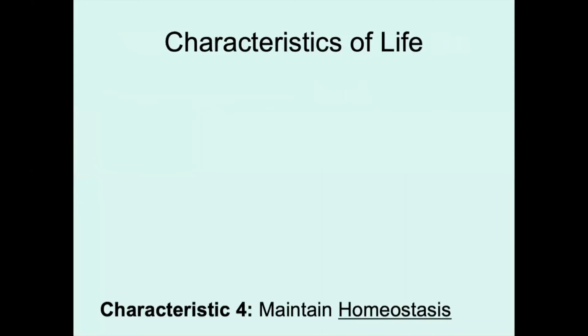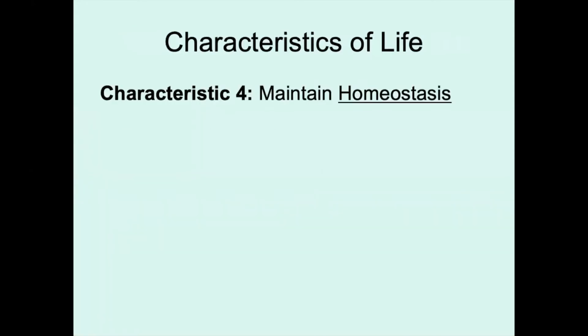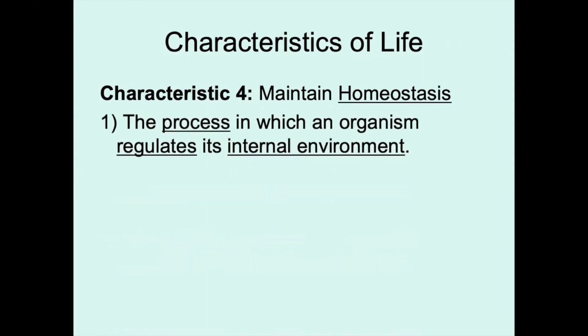All right, we are on characteristic number 4 out of 7. The fourth characteristic is the ability to maintain homeostasis. Guys, we're going to have an entire chapter on this, so excuse me if I don't talk too much about details right now.